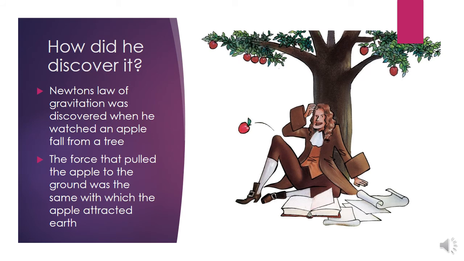So how did Newton discover this? His law of gravitation was discovered when he watched the apple fall from the tree. The force that pulled the apple to the ground was the same with which the apple was attracted to Earth. So watching that apple fall, he didn't just ask what caused it to fall. He said, well, the apple must be exerting a force on the Earth, just like the Earth is exerting a force on the apple. So that's what these minute forces are.